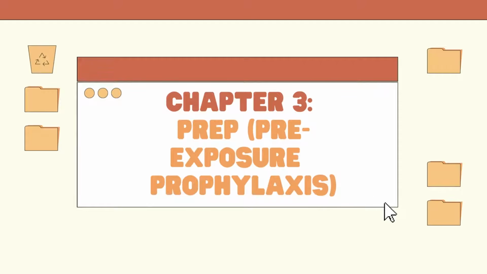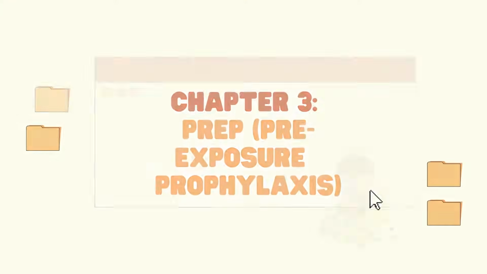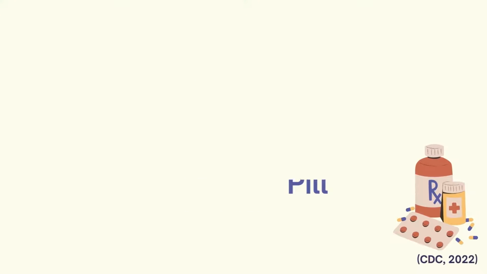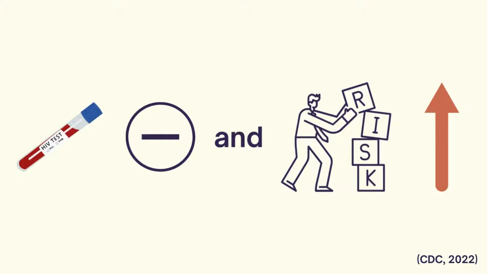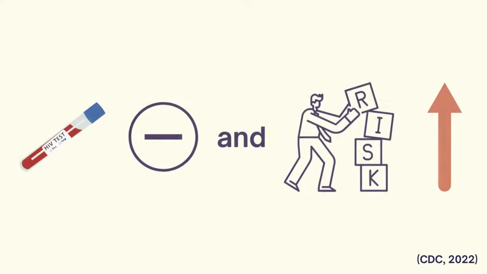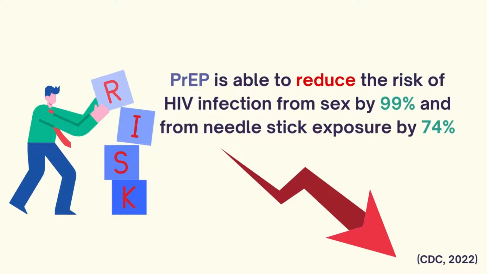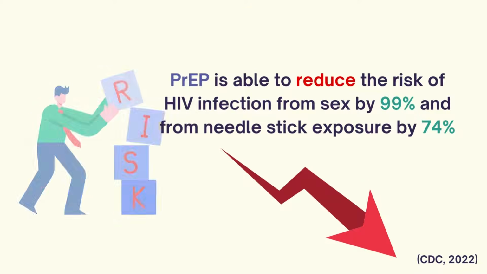Chapter 3: PrEP. Pre-exposure prophylaxis medication, also known as the PrEP pill, is an antiretroviral drug used by people who are HIV negative and who are at a high risk for HIV exposure. According to the CDC, PrEP is able to reduce the risk of HIV infection from sex by 99% and from needle stick exposure by 74%. You may be wondering how pre-exposure prevention is able to do this.